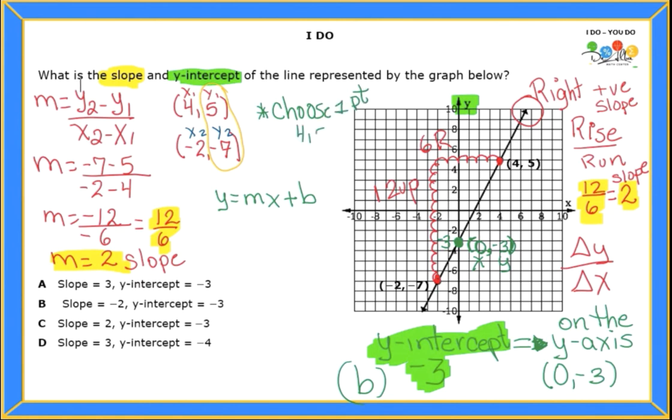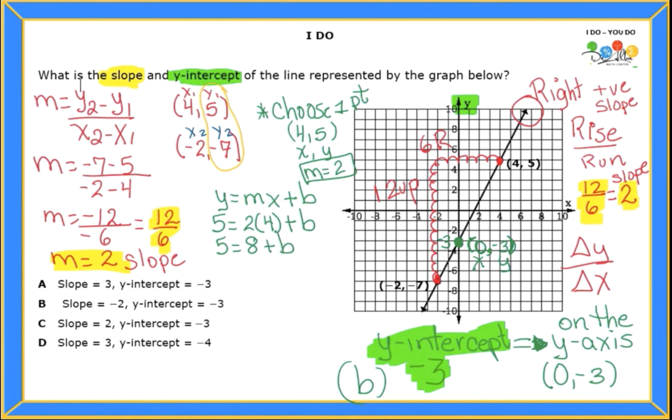So I'm choosing 4 and 5. That would be my x, and 5 will be my y. And I'm also going to use the slope that I found, which is a 2. Okay, so I'm going to come back to my equation, and I'm going to replace y with the value of 5, m will be 2, and x will be 4. And the b, I do not know the number, so I'm going to write down just plus b. Let's continue my equation. 2 times 4 is 8.